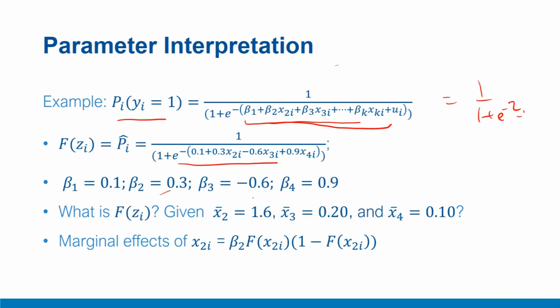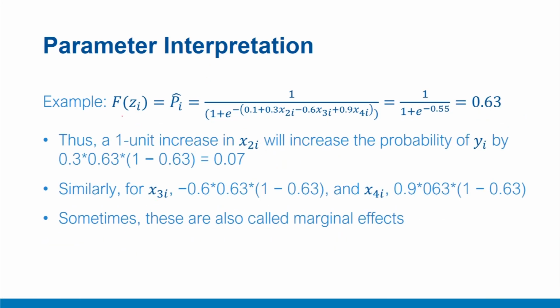Now, if you are asked what is the value of f of zi, it is very easy to calculate. We'll calculate it at the mean values of the variables, let's say x2 bar, x3 bar, x4 bar. It is customary to compute the marginal effects at the mean values, although you can compute them at any given values. So at these mean values, we'll compute the value of f of zi first. And if you are asked to compute the marginal effect, let's say the marginal effect of x2i, then you'll compute it using this formula: beta 2 into f of x2i into 1 minus f of x2i.